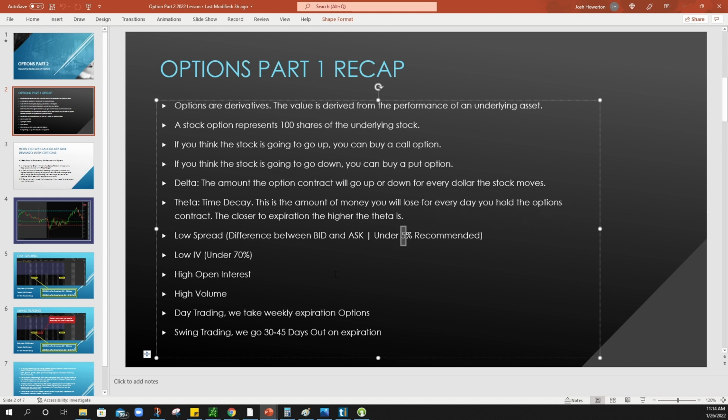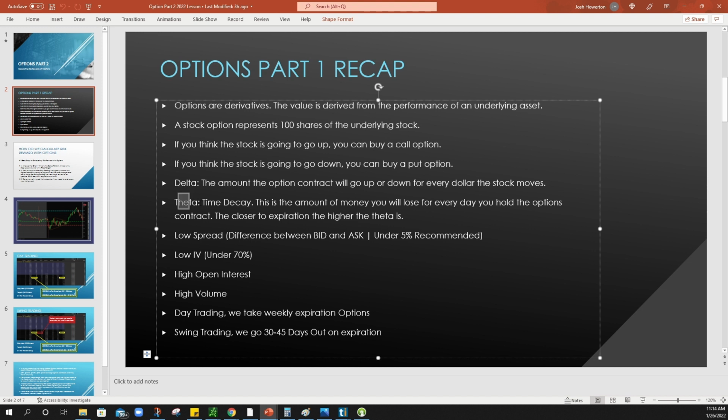Under 5% spreads, under 70% implied volatility. The higher the open interest, the better. The higher the volume, the better. Day trading, we're taking these weekly expirations, the closest to expiration because they're cheap, they're more affordable, and they move quicker and faster. Swing trading, a minimum of 30 to 45 days out on expiration because remember, you have what we call the theta.